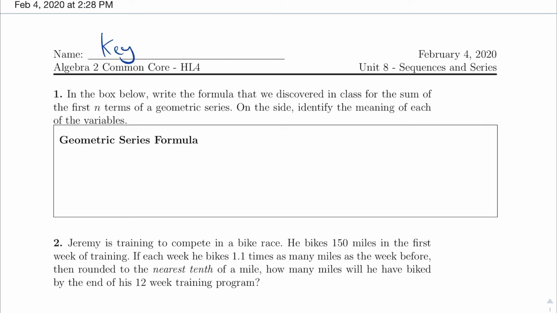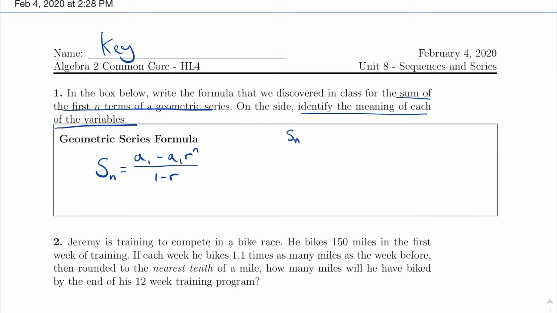So, in the box below, write the formula we discovered in class for the sum of the first n terms of a geometric series. On the side, identify the meaning of each of the variables. So we found that if we want to add up the terms of a geometric series, the formula is a1 minus a1 times r to the nth power all over 1 minus r. And identifying the variables, s sub n is the sum of the first n terms.